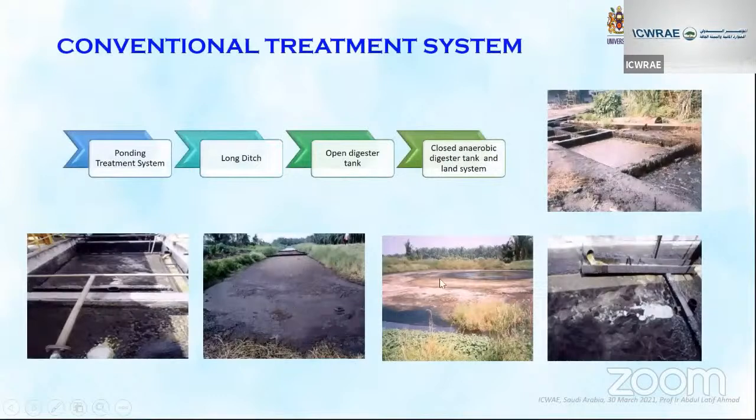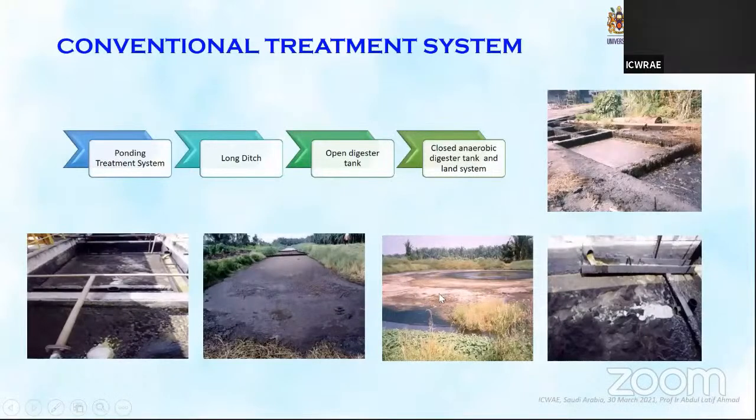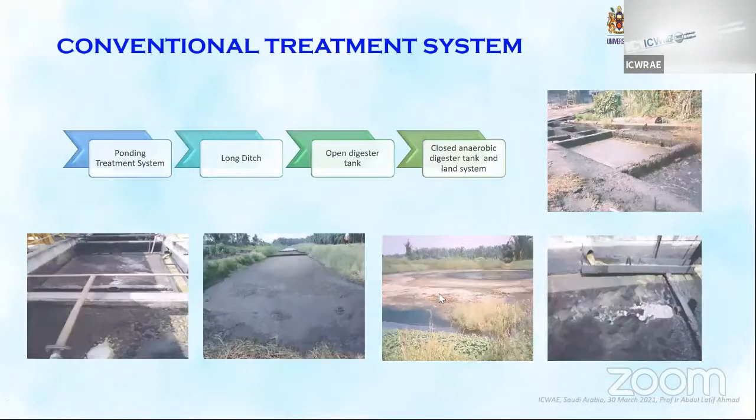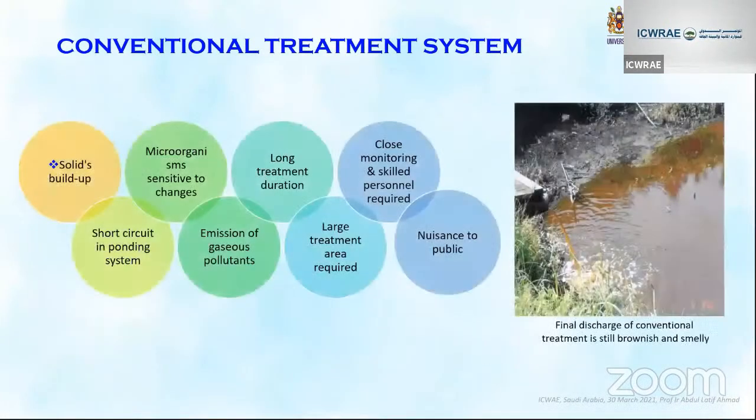It can build up in the area. That's why the pond treatment system, the long ditches like this, open digester tank, closed anaerobic digester tank and land system. This is some of the diagram. You can see how dirty, how thick the effluent being treated is. After some time, it builds up in the area like this. So those are the disadvantages with the conventional treatment system.